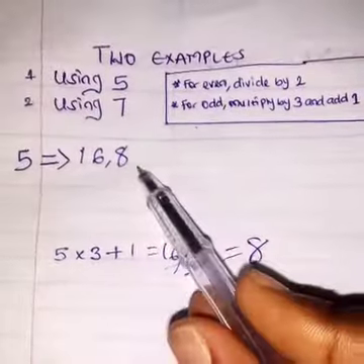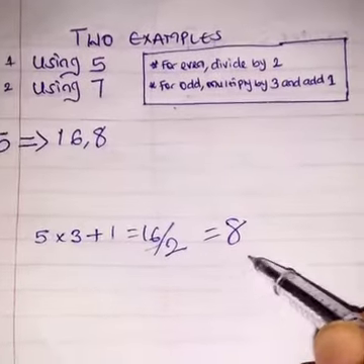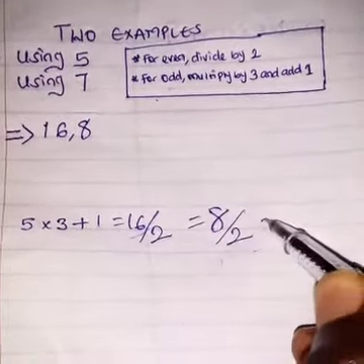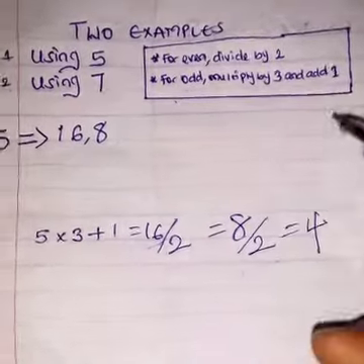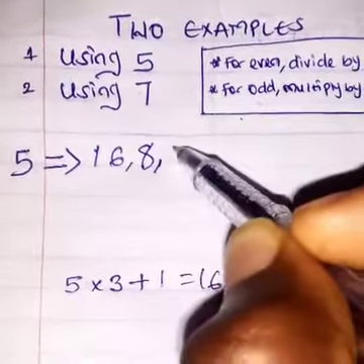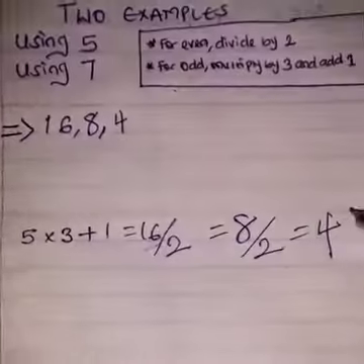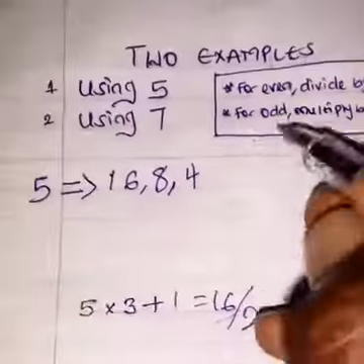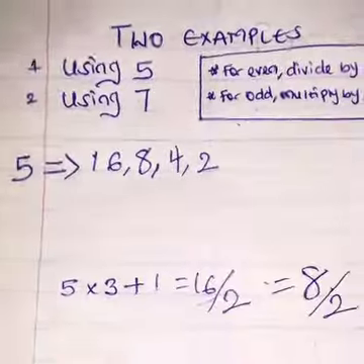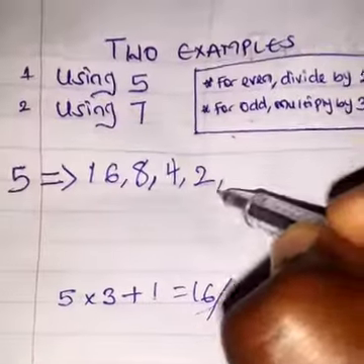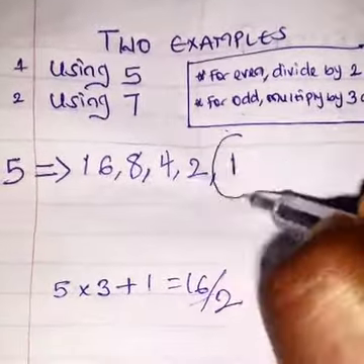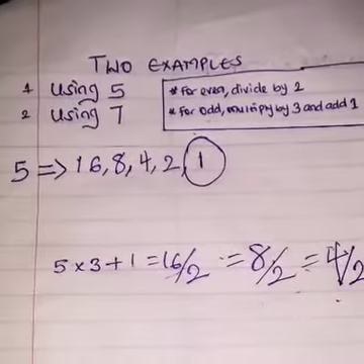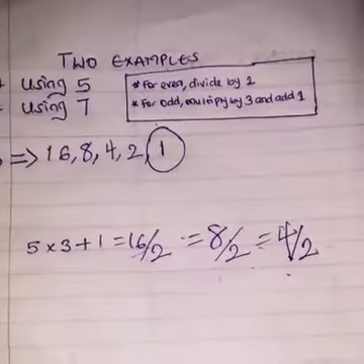Now we have 8. 8 is also even, so when you divide this by 2, you have 4. And here our next term is 4. When you divide 4 also by 2, 4 divided by 2 is 2, and 2 divided by 2 is 1. So here we can see that our result is 1.